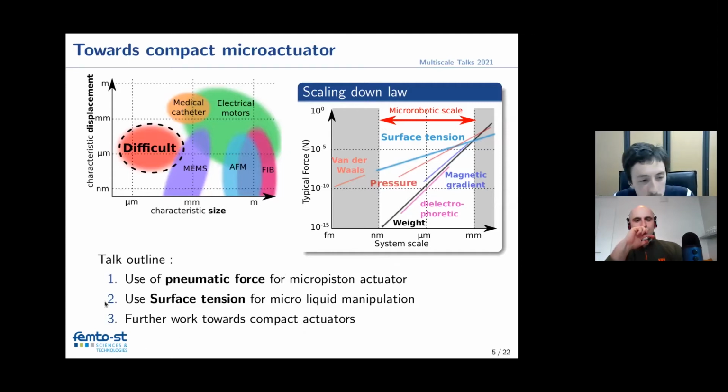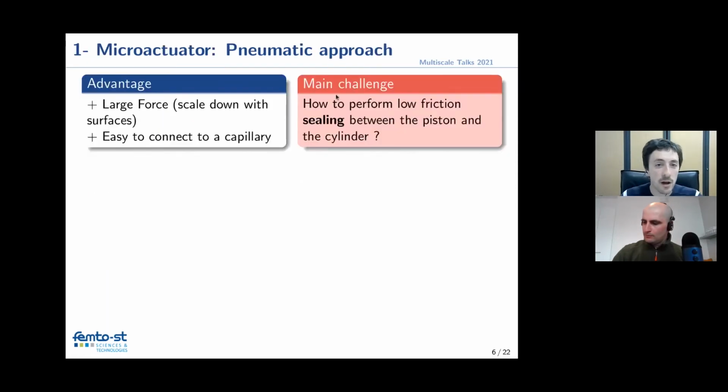So in this talk, I will first present one example where I use pneumatic force for a piston, and I also use a bit of surface tension, to be honest. And after, how I focus on only surface tension to design a compact tool for handling a small quantity of liquid. So first, let's focus on the pneumatic approach.